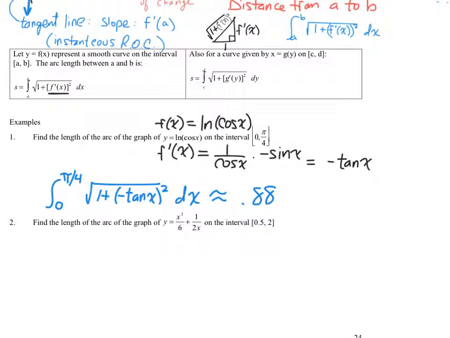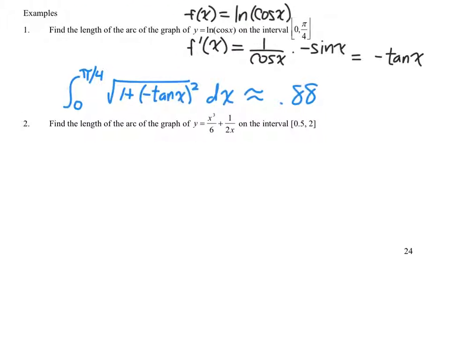Number 2 is along the same lines. Find the length of the arc of the graph on the interval given. So first step again, find the derivative, but it makes sense to write the function in more convenient terms: 1 over 6 x cubed plus 1/2 x to the negative first. That's what I would do first, because I want to get it in something that's power rule ready.